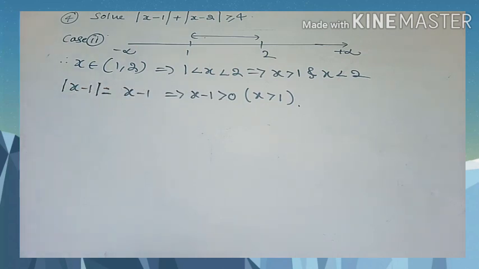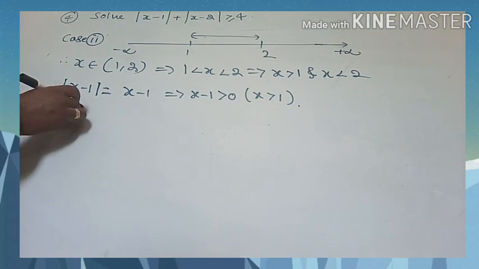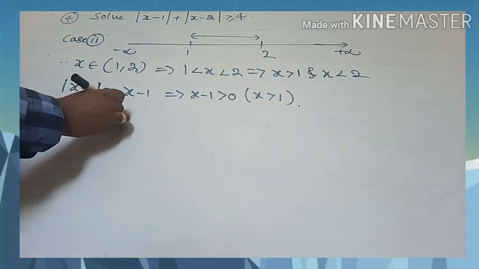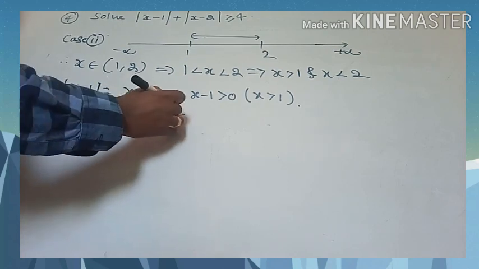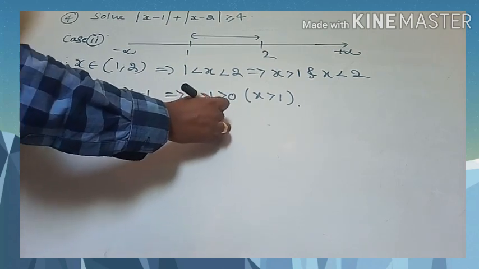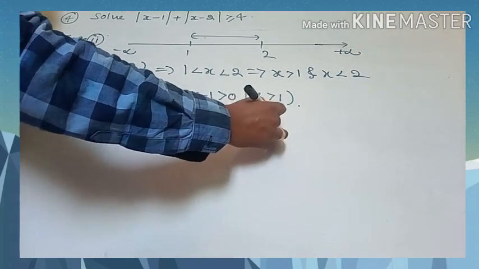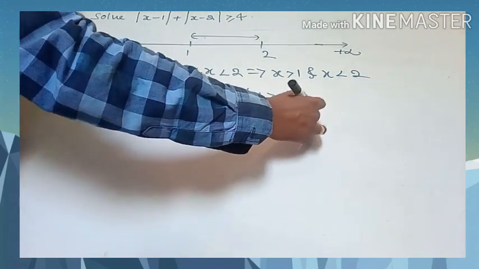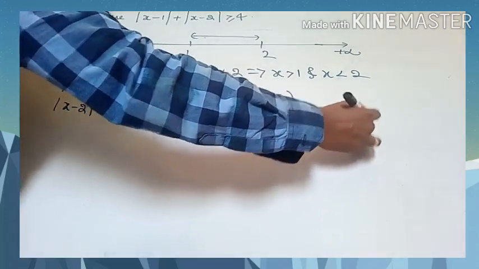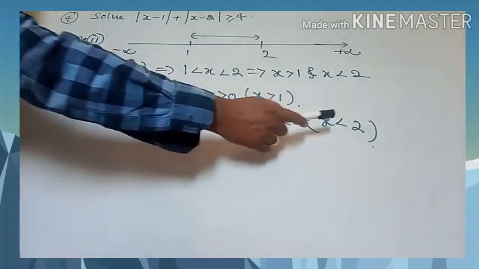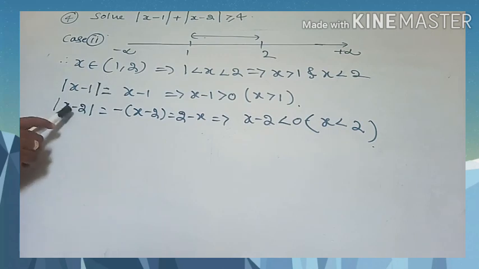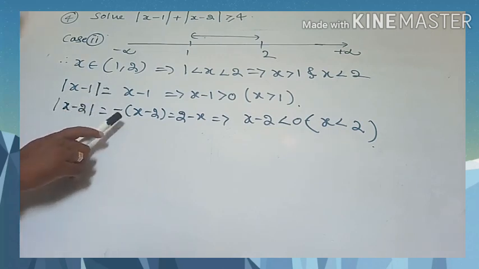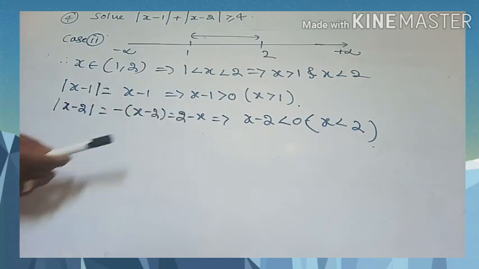Now modulus of x minus 2 becomes minus of x minus 2, that means 2 minus x, because x minus 2 is less than 0. When x is less than 2, x minus 2 is negative. When x minus 2 is negative, modulus of x minus 2 becomes minus of x minus 2, which is 2 minus x.